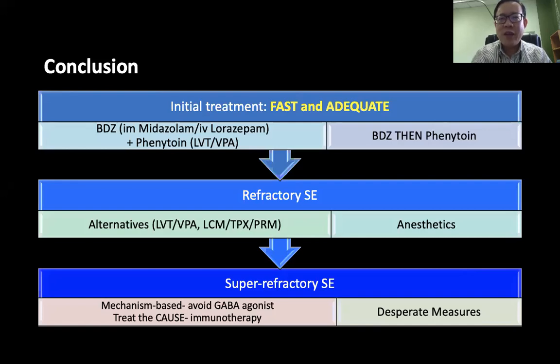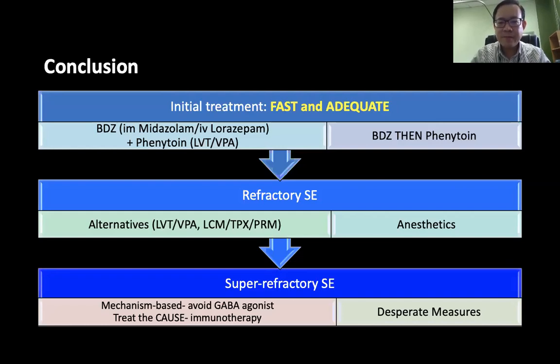But prior to that, there are some other options, especially on weekends when we have no EEG service. Then we use alternatives like midazolam and propofol. So thiopentone, midazolam, and propofol if no EEG. If we have EEG, then we try phenobarbital.